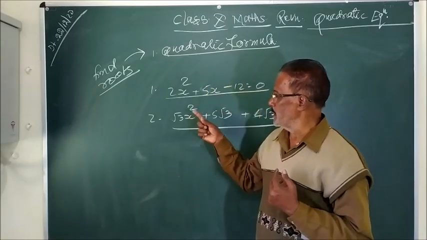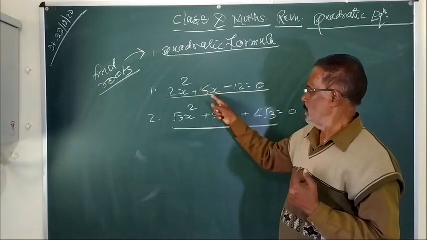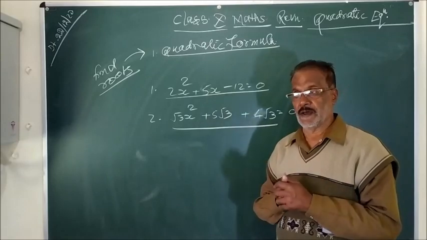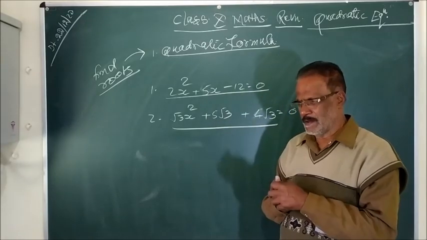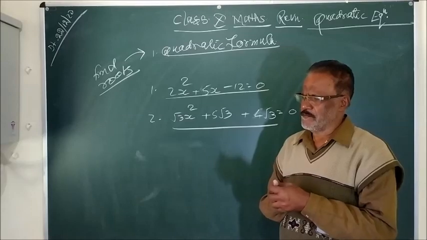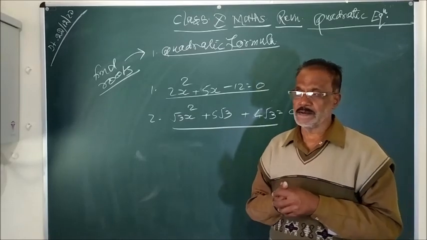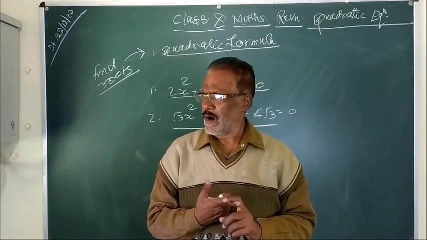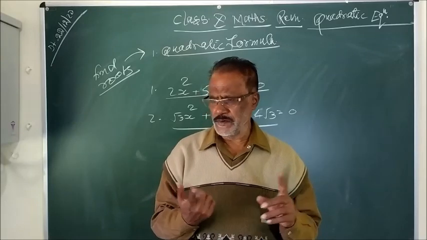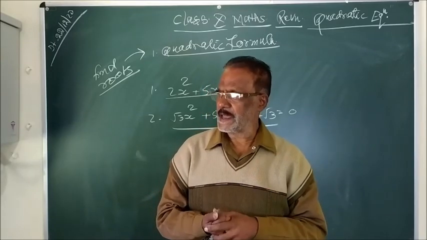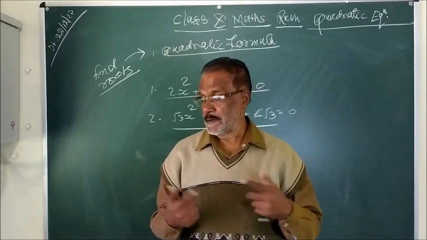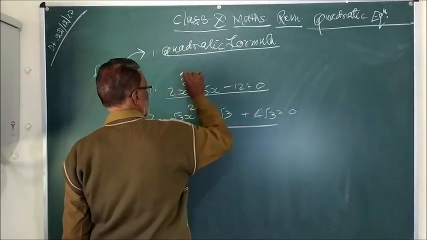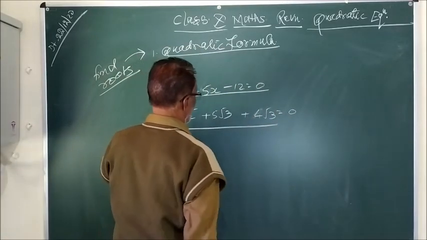Suppose the question is: find the roots of 2x squared plus 5x minus 12 is equal to 0 by quadratic formula. So you have to solve by this formula. But if it is only mentioned, find the roots, and no method is mentioned, then there are no restrictions. You are free to use any method: factorization, completing the square, or the quadratic formula. But as I told you, today we have to concentrate on the quadratic formula.